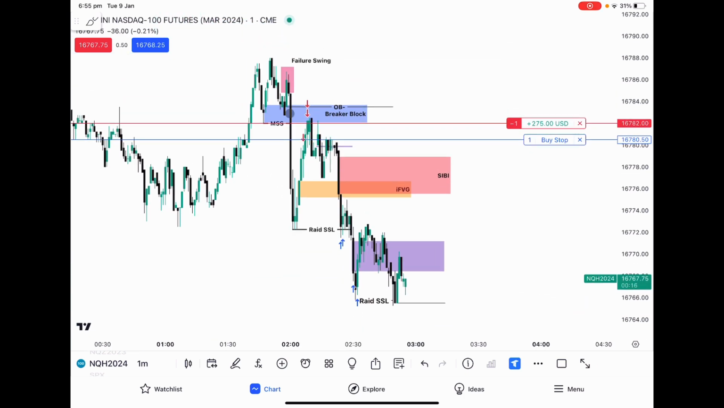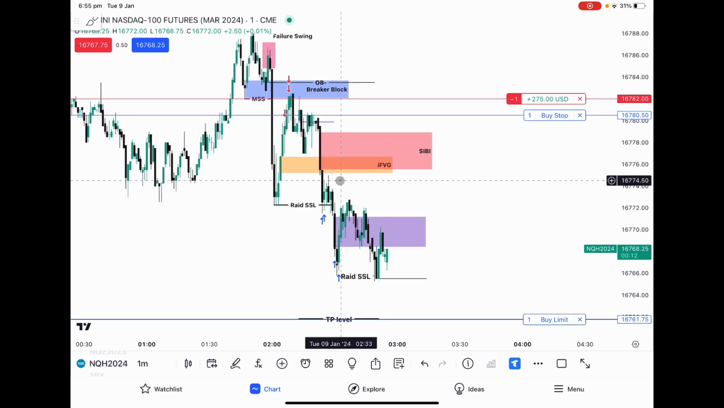I've gone through the entry model. I've gone through why I enter the trade. And if something's not clear for you or you're not too sure, let me know. I'm happy to answer those questions.